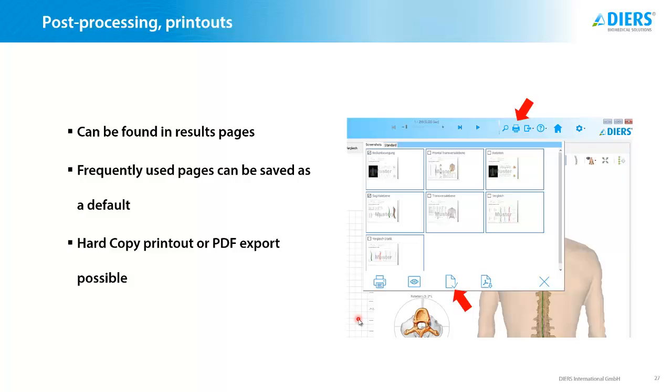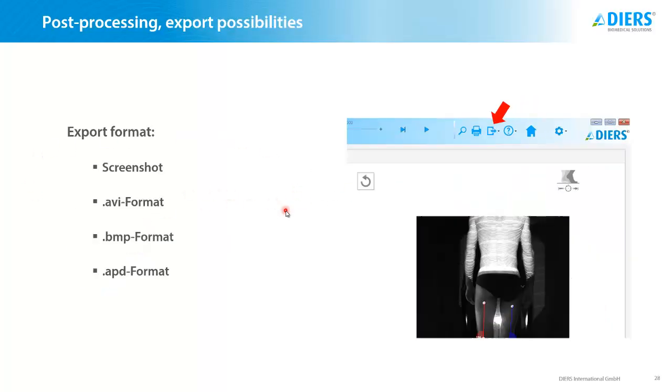Reporting is very easy. In each result page, you will find a printout function. A printout function gives you the possibility to either make a hard copy printout on paper or to PDF export, PDF print if possible, and send it per email. Frequently used pages can be saved as a default. There are always also export formats in screenshot, AVI, BMP, and APT format. So we do give you the option to report on the measurement in various conditions.